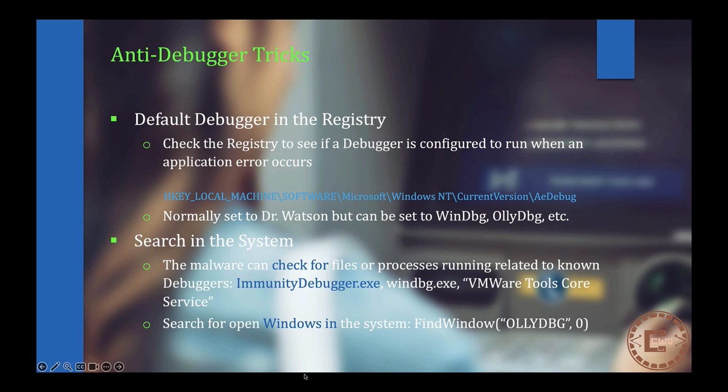Another one, pretty cool one. They can search for open windows in the system. Those open windows, if you open a notepad, it has a title. So you can use the FindWindow API and check if there is a window with a title that is related to a debugger, like OllyDbg. Then they say, what? There is a window open and it is part of a debugger. So then I know there is a debugger running in the system, and the program is going to exit, okay?